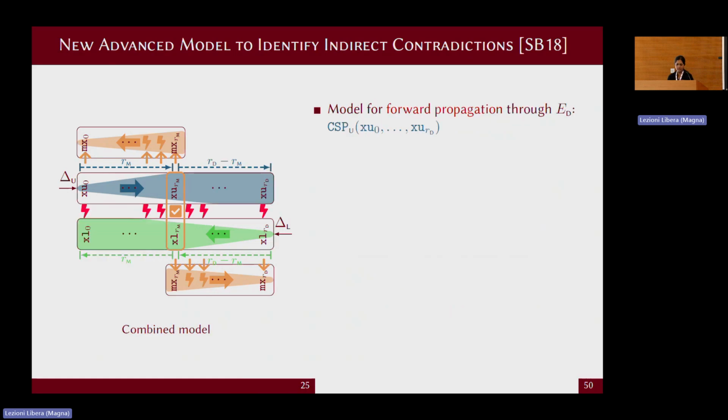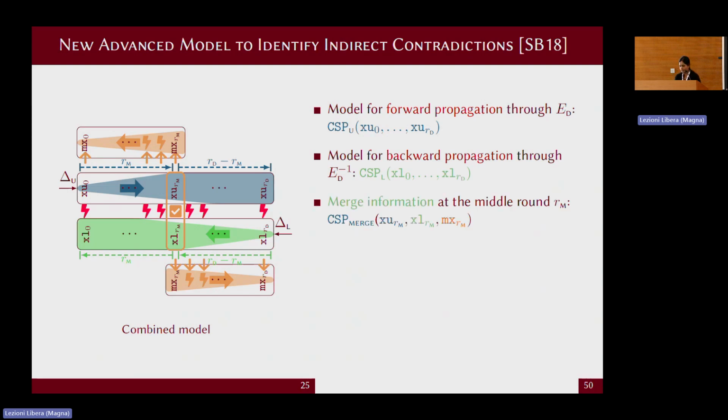Now we have made a little more advancement: we construct one model that can find any one of the contradictions, either direct or indirect. So we have the model for forward and backward propagation, just as I discussed previously, and merge the information in the middle.